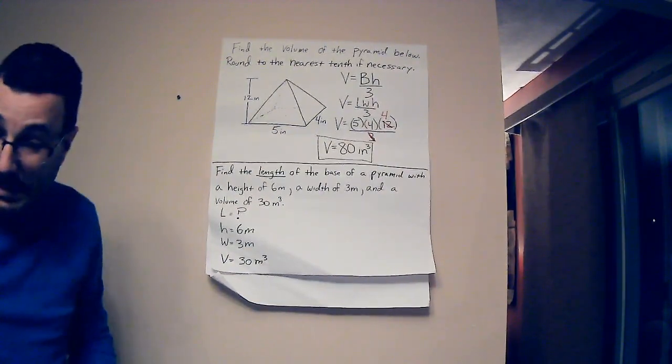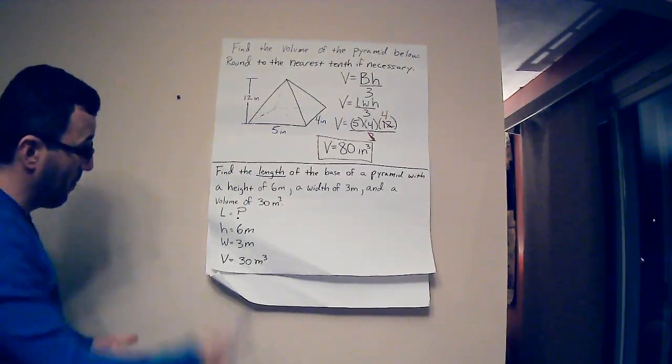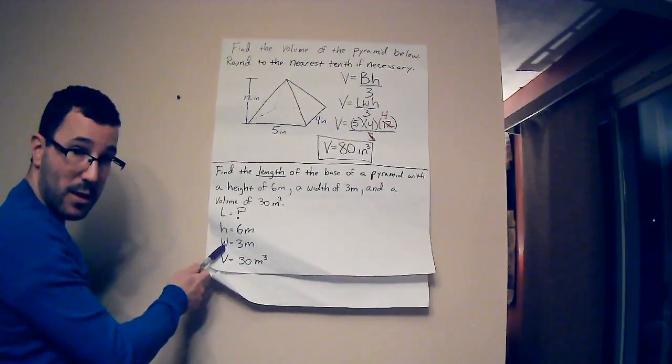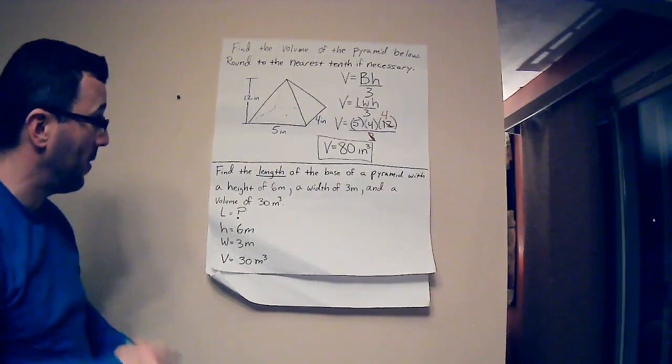Paper's a little foldy. Alright. So now that I have this information, I know I'm looking for the length, I have the height, I have the width, and I have the volume. I'm going to write down my formula.